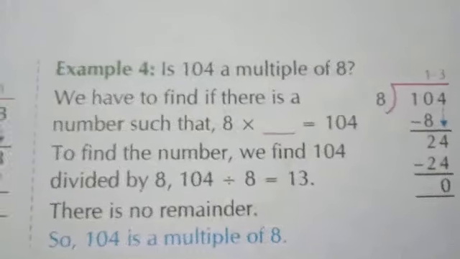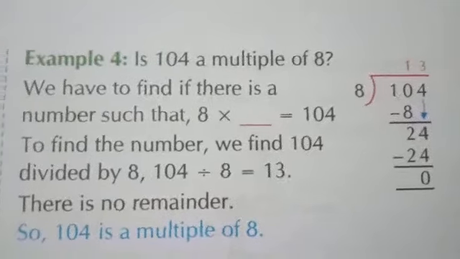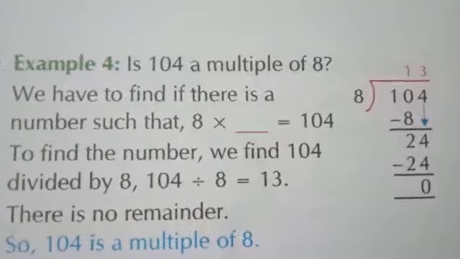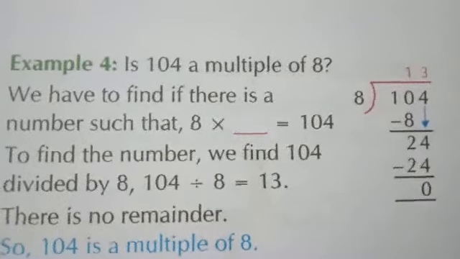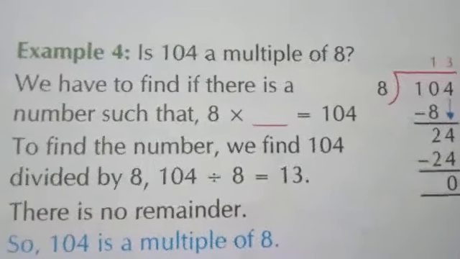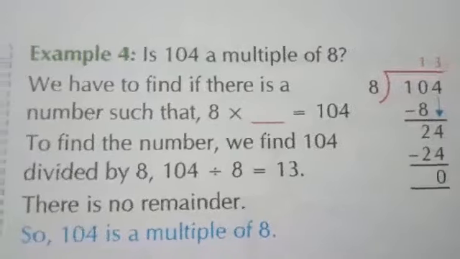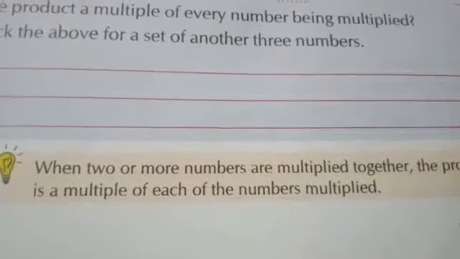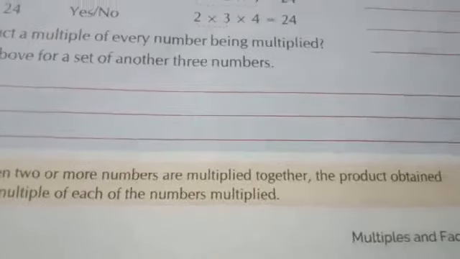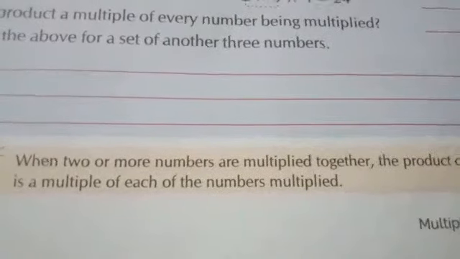Example number 4. Is 104 a multiple of 8? Again do division of 104 by 8. The quotient is coming 13 and there is no remainder. If no remainder, it means 104 is a multiple of 8. Here it is given, when two or more numbers are multiplied together, the product obtained is a multiple of each of the numbers multiplied.